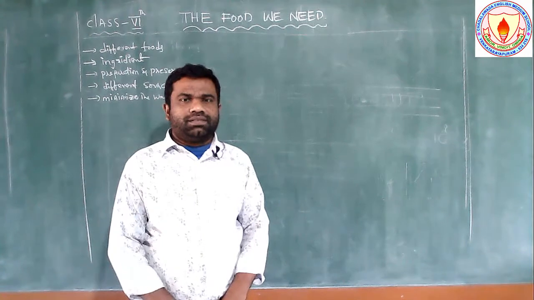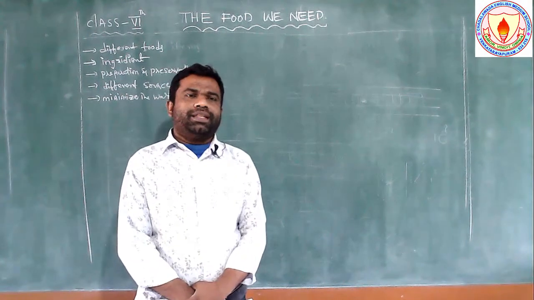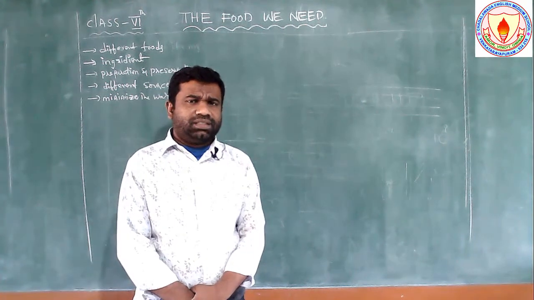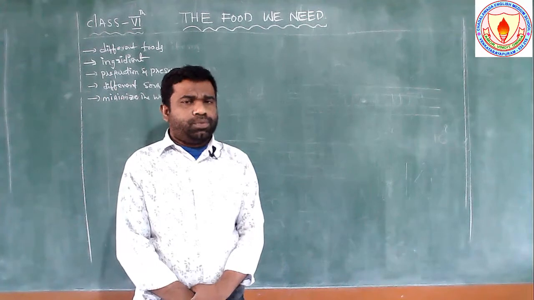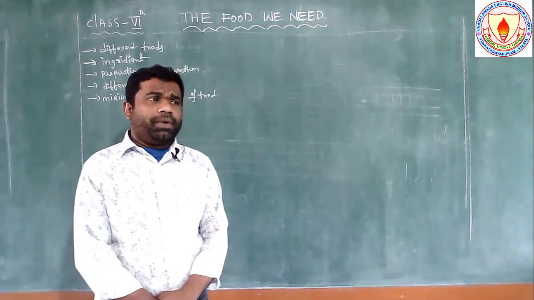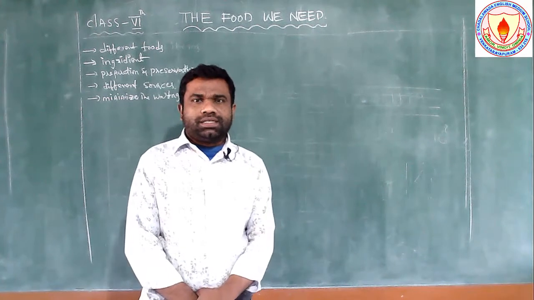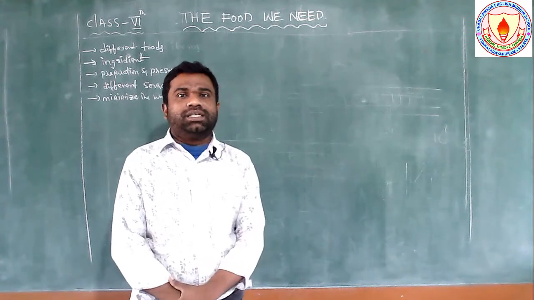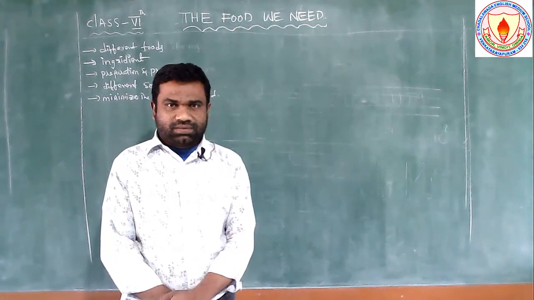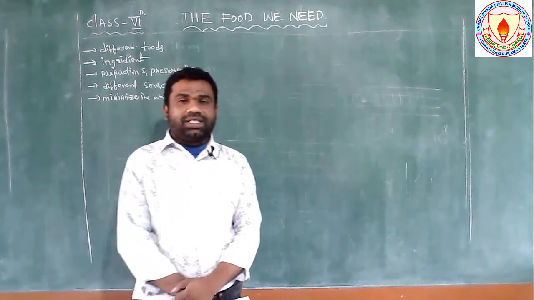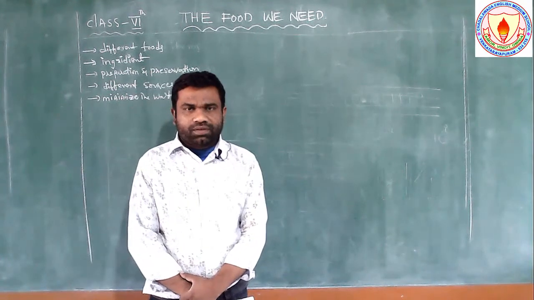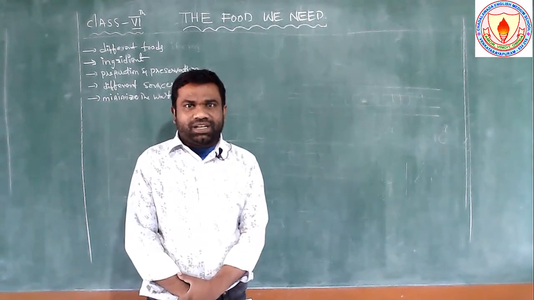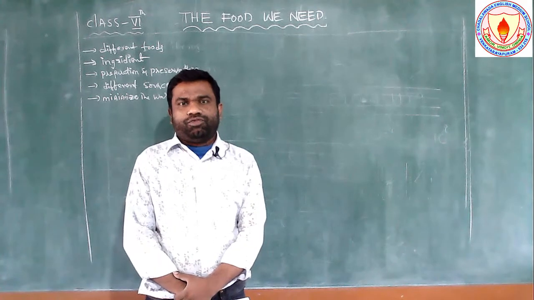Generally, what is an ingredient? For example, to prepare biryani, pulihora, lemon rice, or whatever food material, we need some substances. Those substances we call ingredients. The substances we need to prepare a food material are said to be the ingredients of that food material.